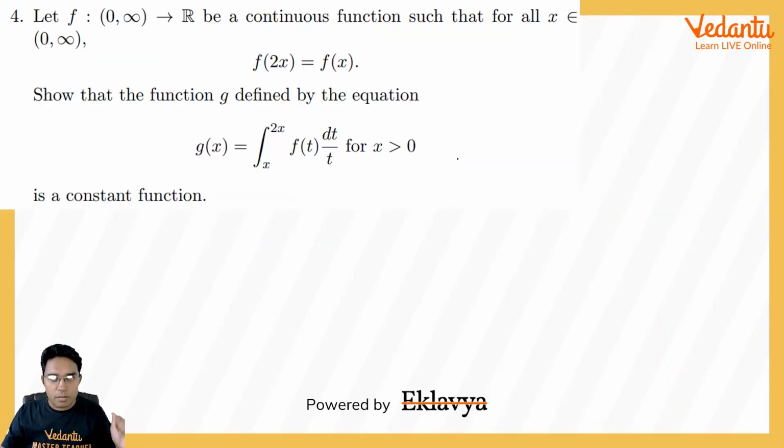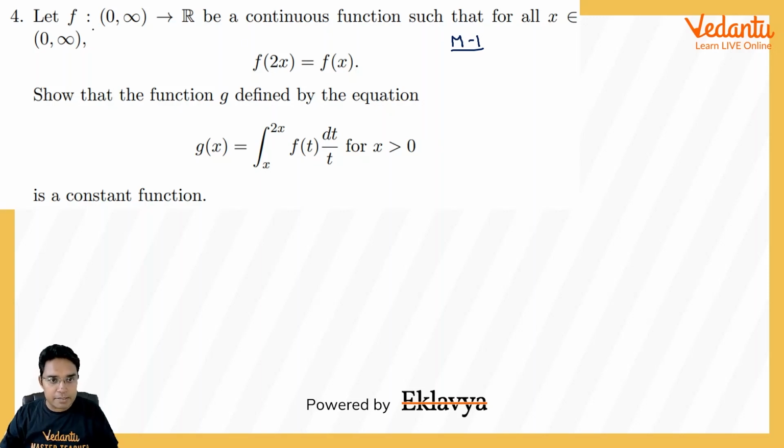Now coming to question number 4, it says: let f from 0 to infinity to R be a continuous function such that for all x belonging to (0, infinity), f of 2x is equal to f of x. Show that the function g defined by g(x) equals the integral from x to 2x of f(t) dt upon t, for x greater than 0, is a constant function. Now I have multiple methods for this question. Let me do them one by one. My first method is differentiation by the Newton-Leibniz method.